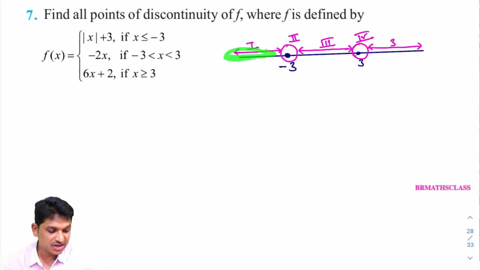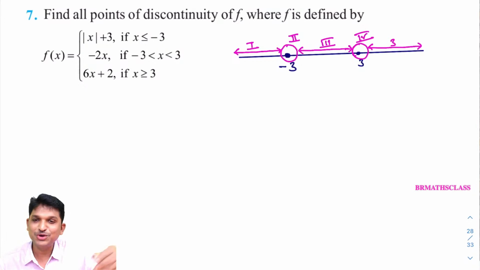In case 1, I'll check in this zone whether any point of discontinuity is there or it is continuous everywhere. Next, in case 2, in this area, I'll check whether any point of discontinuity is there or not. Next, in case 3, I'll check in this zone. Case 4, I'll check at this point, point of discontinuity or continuity. Next, case 5, I'll check in this zone whether the function is continuous or discontinuous. I hope you understand, right? So total 5 cases are there. This problem is going to be a little lengthy.